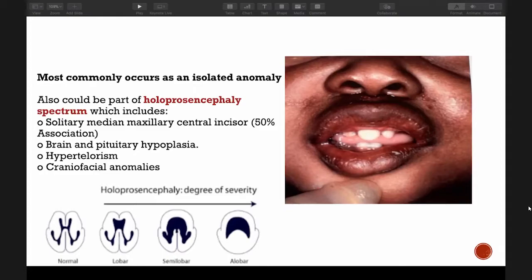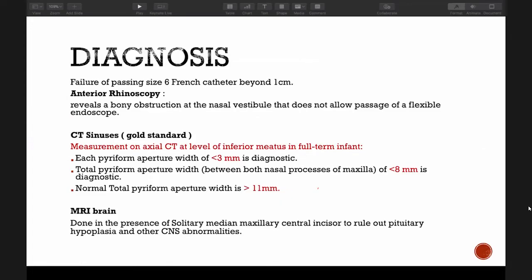It is a spectrum, in which there is a failure of formation of the two lobes of the cerebral hemispheres. So what is the sign that can hint at this diagnosis? We will find a solitary median maxillary central incisor. About 15% will be associated with brain and pituitary hypoplasia, hypertelorism, and craniofacial anomalies. So the diagnosis will be established by failure of passing a catheter.